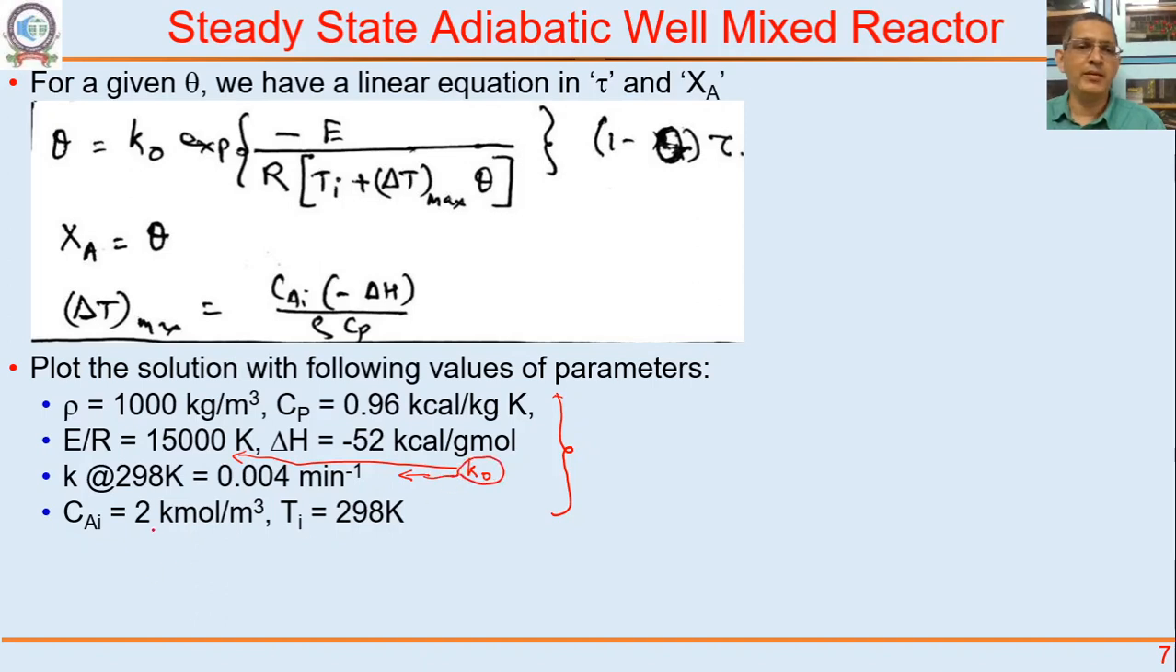Okay. Ca in 2 kilomoles per meter cube, temperature in 298 Kelvin. So use these values and solve these equations. Generate a graph, use a spreadsheet, Excel or something like that, or whatever is your favorite spreadsheet software. Plot a graph of how theta changes with tau, and plot a graph of how XA, conversion of A, changes with tau. Okay, plot this for yourself. Pause and plot this for yourself. Once you have plotted, then only go forward.